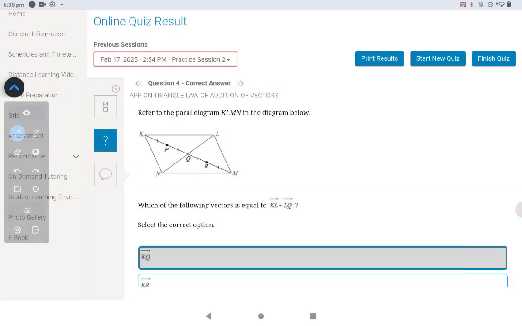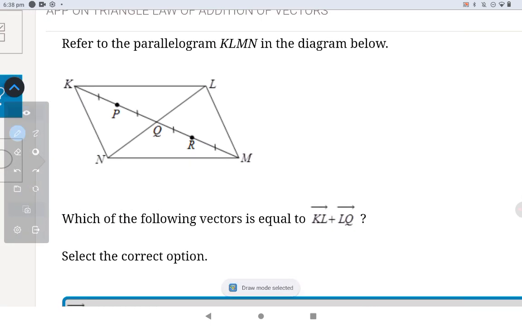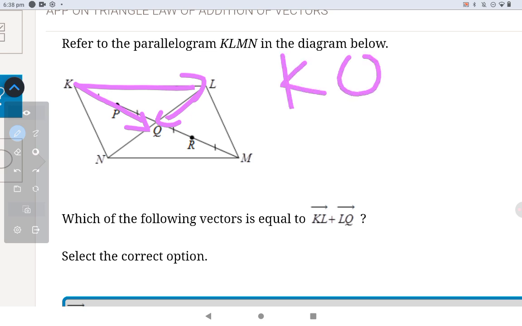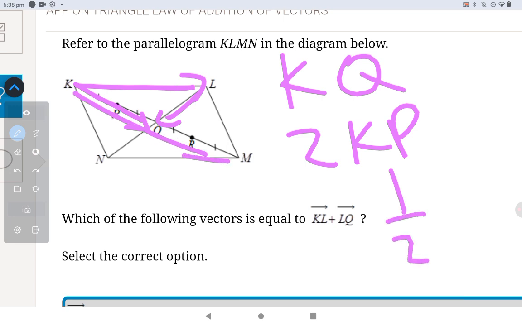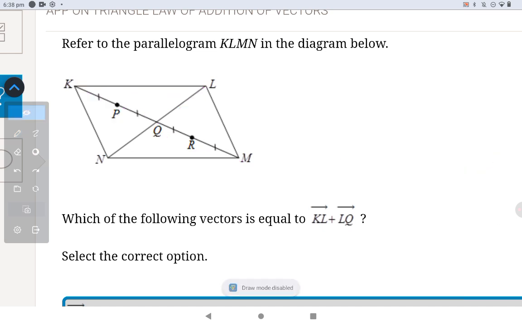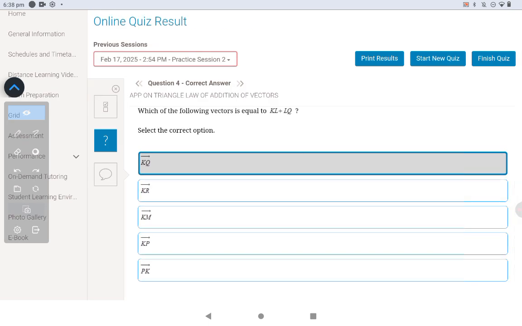Which of the following vectors is equal to KL plus LQ? KL plus LQ. It's going from KL to LQ, so it's starting from K and ending in Q, so it's just KQ. They could also represent it in other ways, like 2KB, or 1 over 2 the whole side over here, which is going to be KM. These are possible ways to say it. Now what did they put over here? They gave us KQ. Yes, that is the only one that is acceptable.